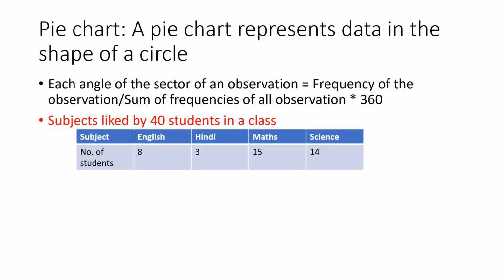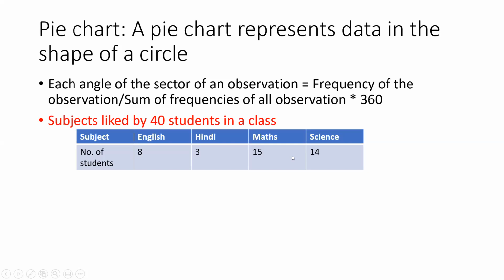A pie chart represents data in the shape of a circle. Whatever data is given, instead of making bars, we represent that data in the form of a circle. Since we know the total in a circle is 360 degrees, whatever data is there, we have to convert it into degrees. That is, we have to find the angle of the sector for each observation. The formula is: the angle of the sector of an observation is equal to the frequency of the observation divided by the sum of the frequencies of all observations, multiplied by 360.